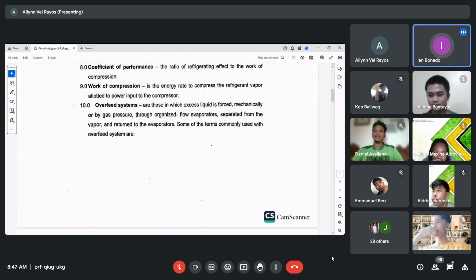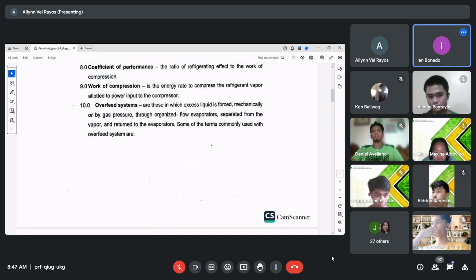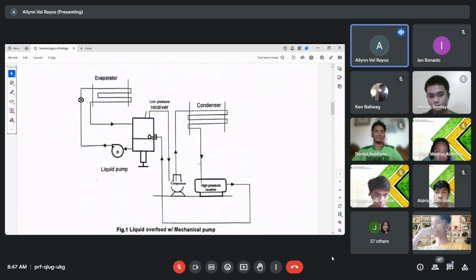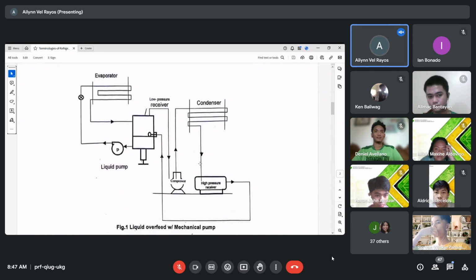Overfeed systems are those in which excess liquid is forced, mechanically or by gas pressure, through organized flow evaporators, separated from the vapor, and returned to the evaporators. Some of the terms commonly used with overfeed systems are... Okay, overfeed system. So, you can read the components na lang for this one.